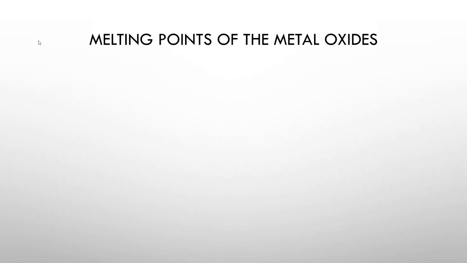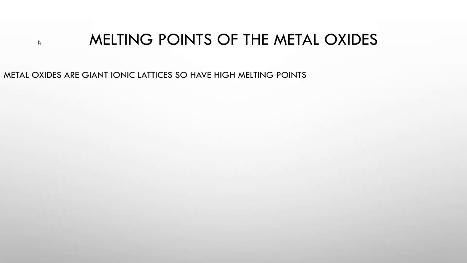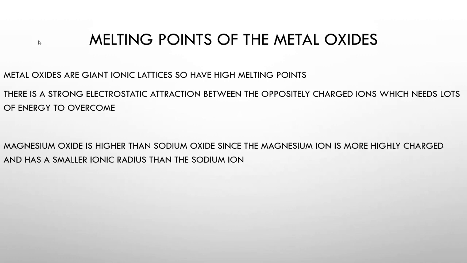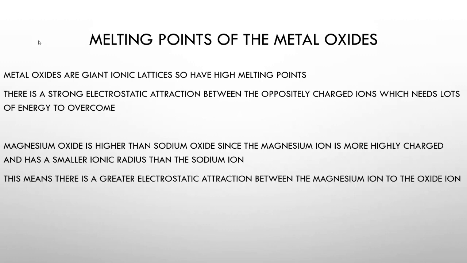Now let's look at the melting points of the oxides. The metal oxides are ionic, so have high melting points. There's a strong attraction between the ions, which needs lots of energy to overcome. Magnesium oxide is higher than sodium oxide, as the magnesium ion is more highly charged and is smaller. This means there's a greater attraction between the magnesium ion and the oxide ion.